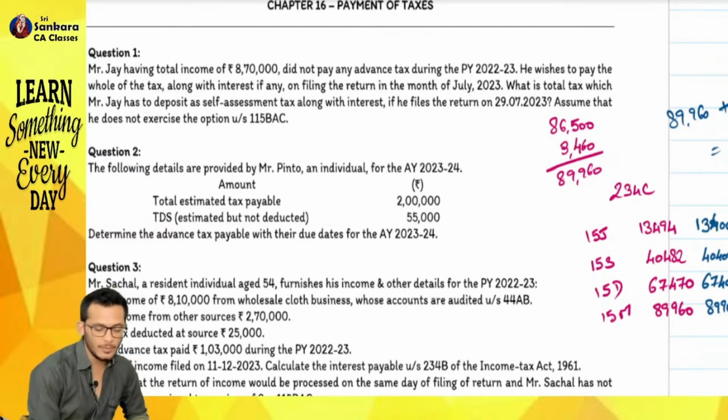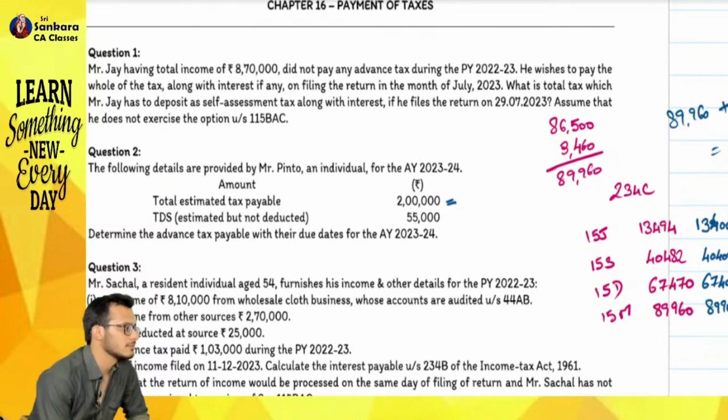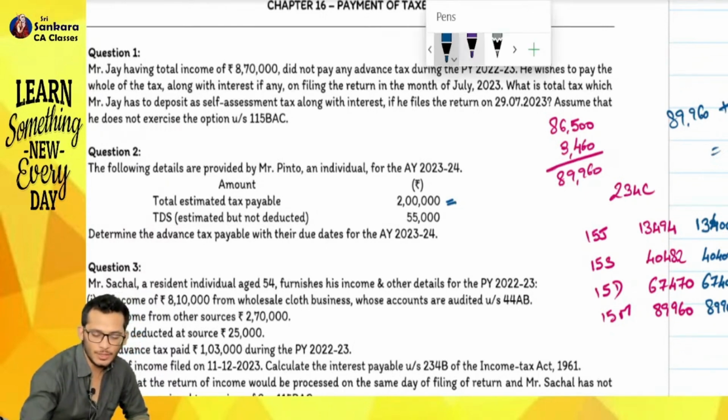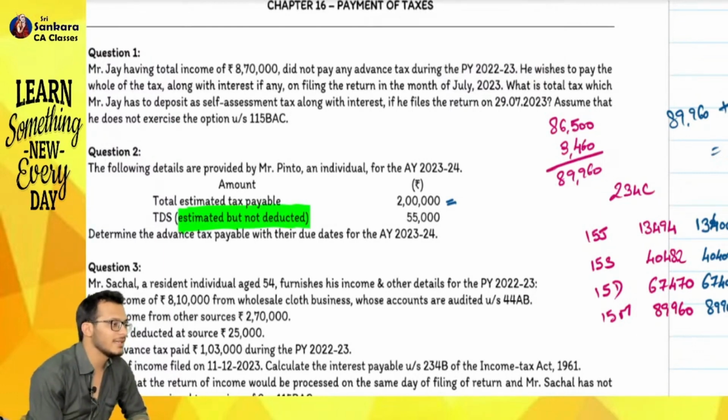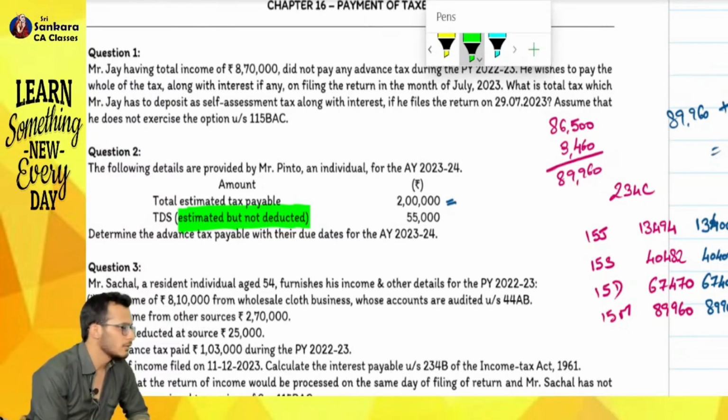What is the advance tax liability for you? No, the question is how much is the advance tax liability for you? 2 lakhs. Read the line. It says TDS estimated but not deducted. He is thinking someone will deduct, but no one deducted it. In that case, will the TDS come? No. In that case, TDS will not come, which means the tax liability is 2 lakh rupees, which means you need to pay the 2 lakhs over the next 4 quarters.